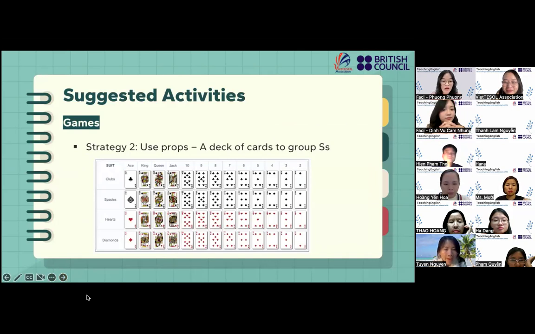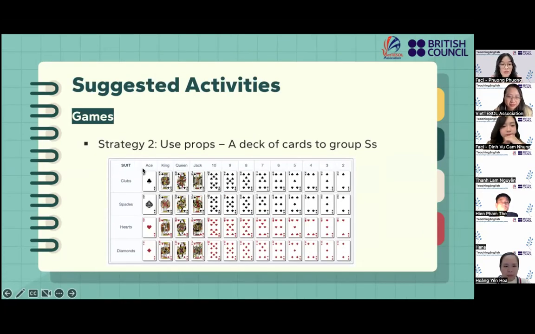So for the deck of cards, you can group students with the numbers. So you have groups of 4 if you group students by the numbers. You can group students by the colors to divide students in pairs, or you can group students by the suit. Here, for example, if you want to have groups of 7, then you may have 4 groups of 7 with the deck of cards.